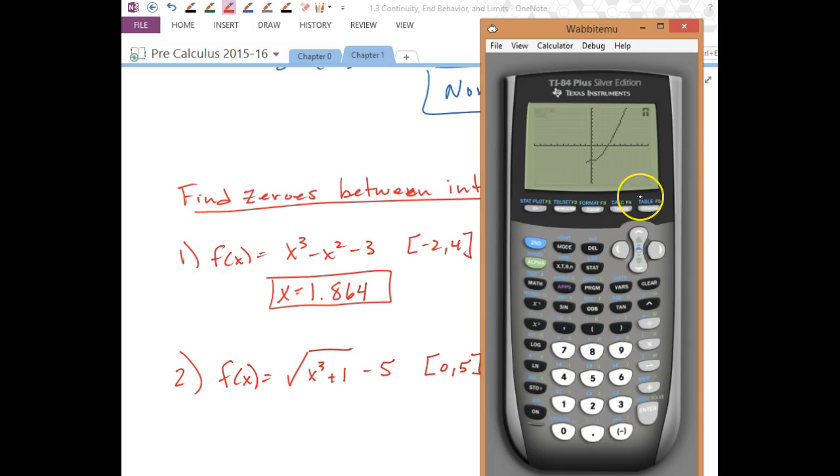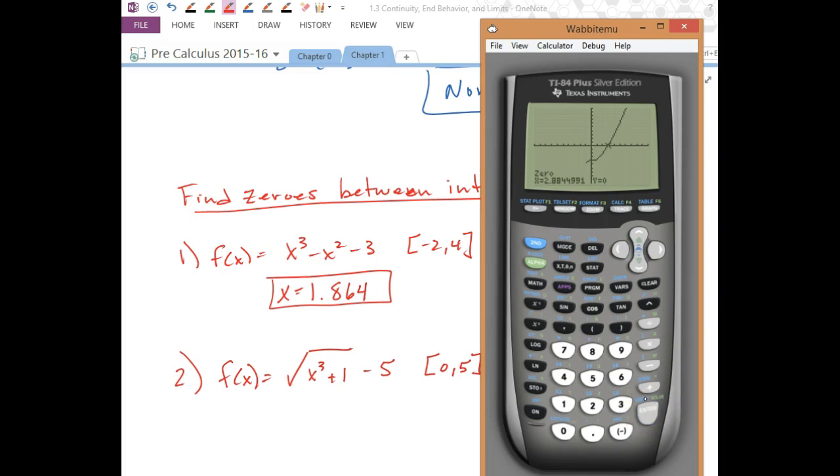Okay, so now what do I do to find the 0? Second, trace. I choose number 2. I'm going to go to the left. So right now I am on the left of it. I'm going to hit enter. Then I'm going to go to the right, which is going to go to the other side of the x-axis. Make sure that the 2 arrows are pointing at each other. And since they are, I'm going to hit enter for the guess, and it should pop out my answer.